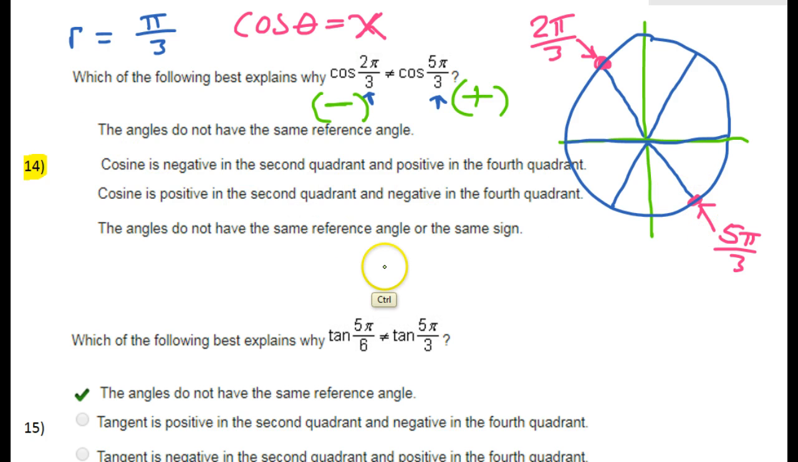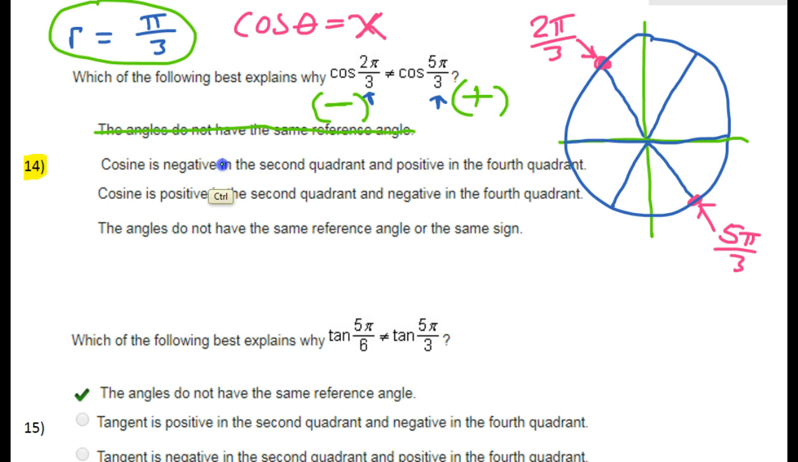Now let's look over the choices and see which one sort of matches what we just discussed. The angles do not have the same reference angle. False. They do have the same reference angle. They both have a reference angle of pi over 3. So we know that's not the answer.